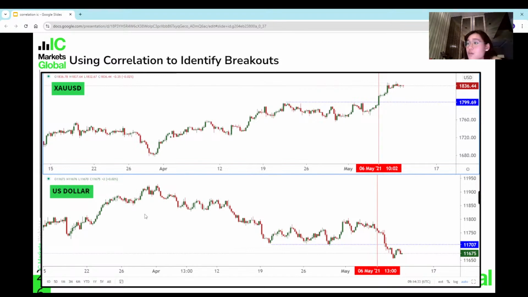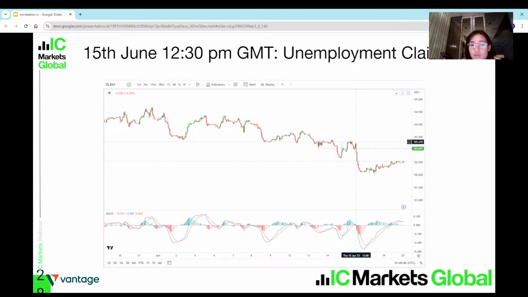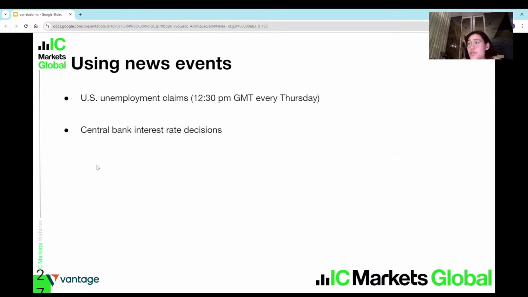Okay. Let's look at how you can use correlation together with news events to strengthen your trading strategy. So the two examples we are gonna use for news events are the US unemployment claims, which occur 12:30 p.m. every Thursday, and central bank interest rate decisions by the FOMC meetings.